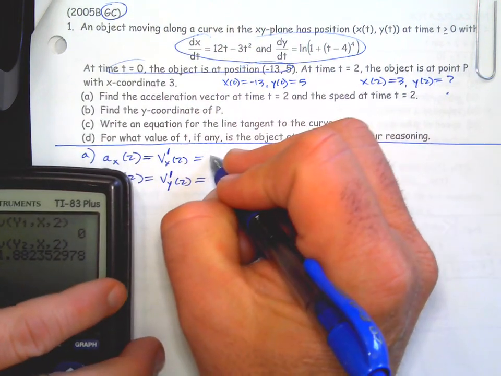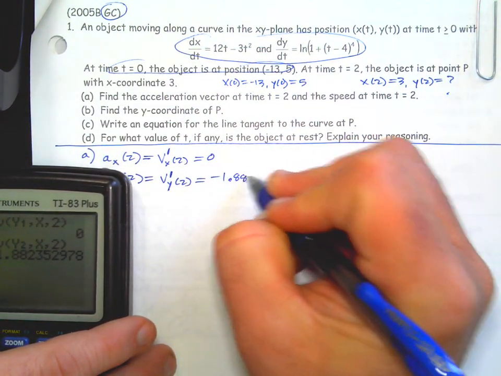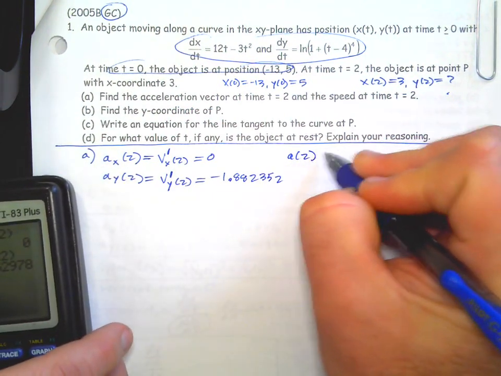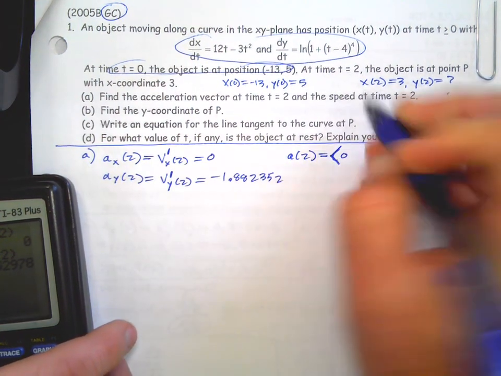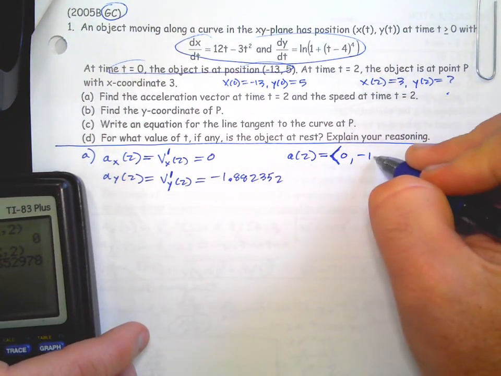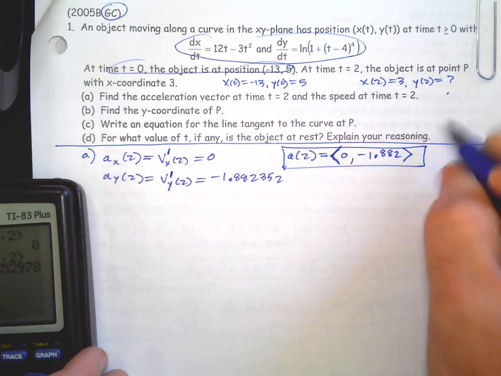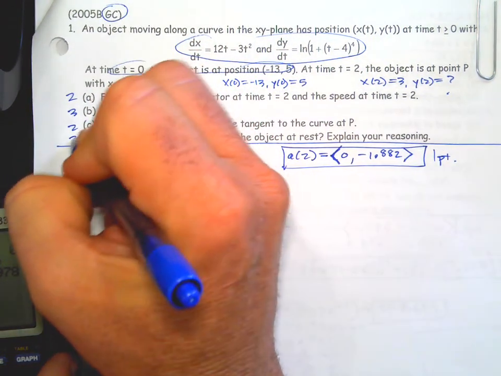So this is 0, and this is negative 1.882352. So the acceleration at time 2 is 0. We usually write it like this: 0, comma, negative 1.882. Now it's probably only a point. The point breakdown is 2, 3, 2, 2 this time.